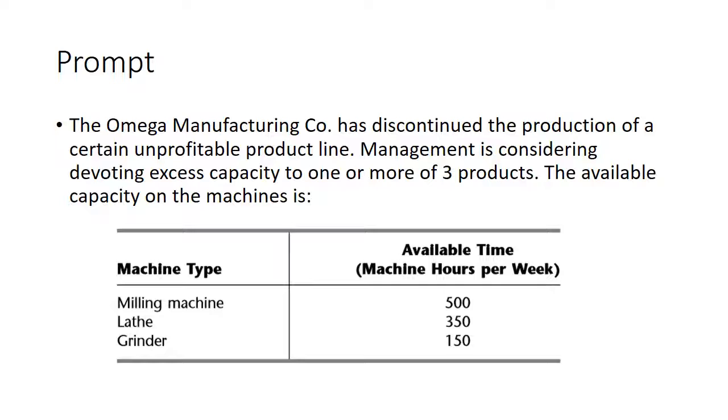So the prompt for this problem is that the Omega Manufacturing Company has discontinued the production of a certain unprofitable product line. Management is considering devoting excess capacity to one or more of three products. The available capacity on the machines is, and it shows you a table, there's three machine types and there's a certain amount of machine hours available per week. So for example, the milling machine only has 500 machine hours available per week. There's also a lathe and a grinder.